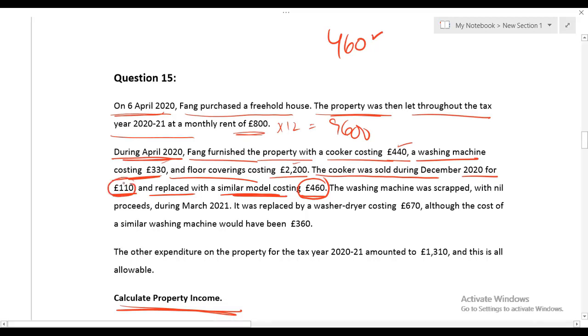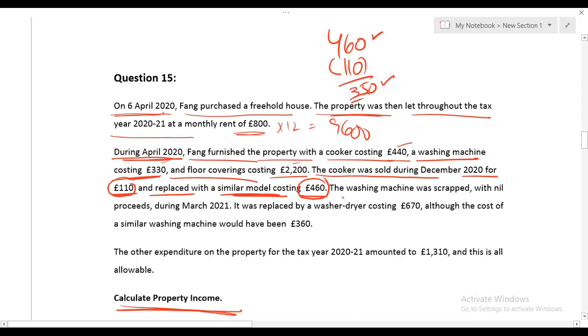So scrap value of the previously held cooker will be deducted from this 460. If I deduct the scrap value, obviously I'll get 350. So your replacement furniture relief, instead of 460, is actually 350. Why do I have 350 replacement furniture relief? It makes sense because the previous cooker was not scrapped for 0. The previous cooker had a scrap value of 110. So actually you are spending 460 and you are receiving 110. So it makes sense that your replacement furniture relief must be 350 rather than 460.